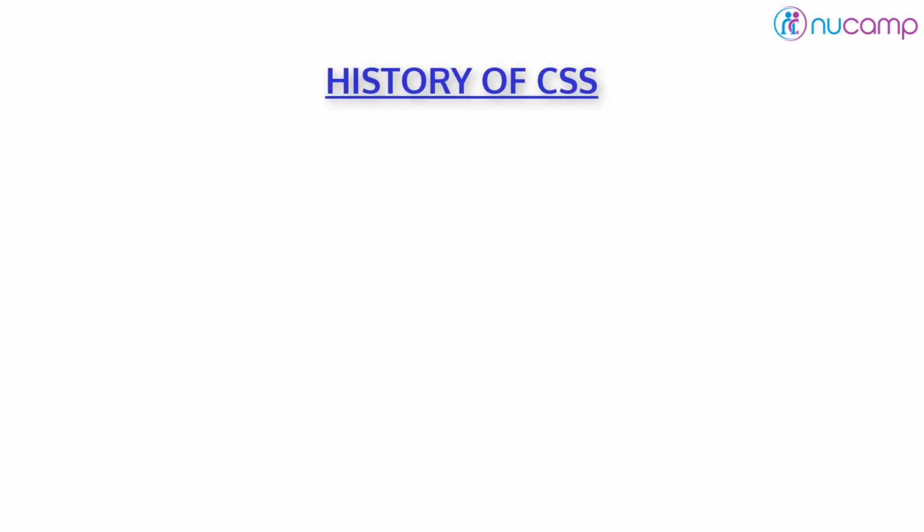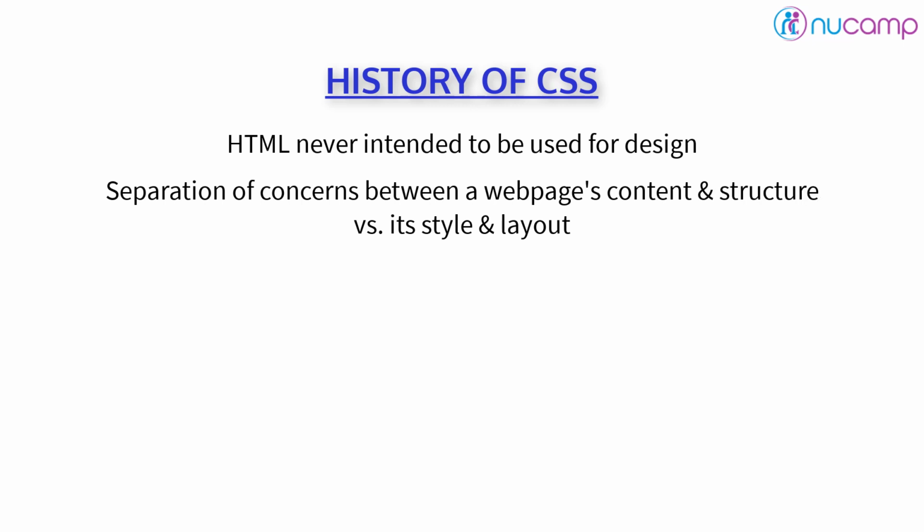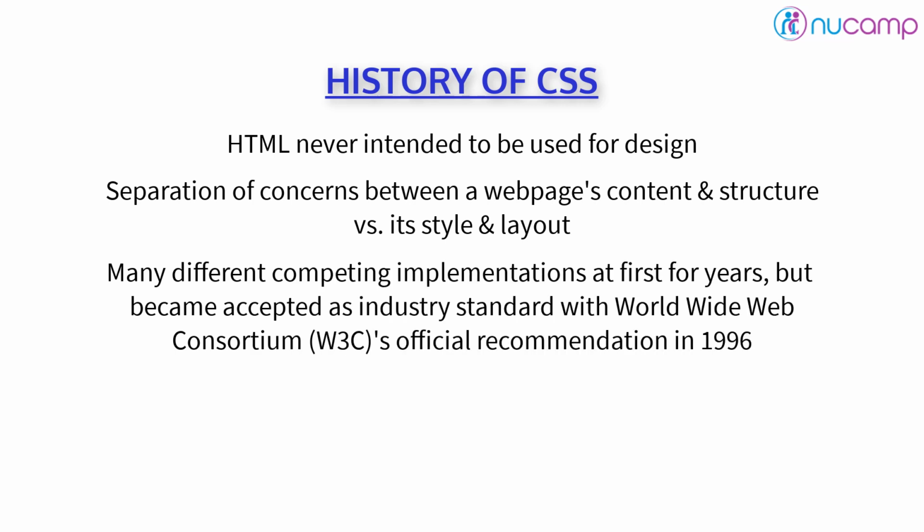The need for an additional language to control the design of a web page was seen early on in the web's creation. HTML was never intended to be used for this. Its creators believed from the start there should be a separation of concerns between the content and structure of a web page versus the visual style and layout. It took several years and many different competing implementations battling it out for acceptance as an industry standard, but in the end, the implementation known as CSS won out.